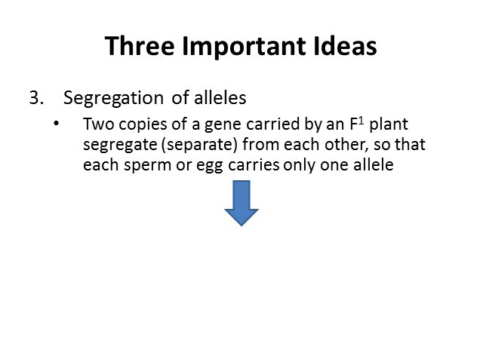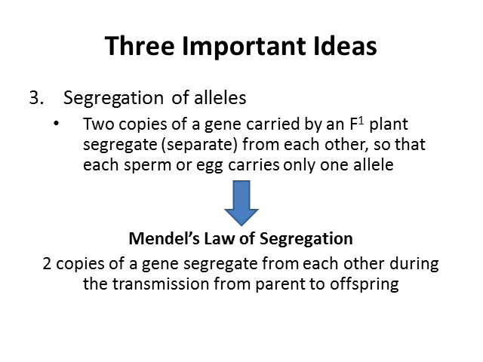And the third idea, this is where his law comes into play. He says that these 2 alleles in every individual are segregated or separated from each other. So the 2 copies of the gene carried on our F1 plant are going to segregate or separate from each other so that each sperm or egg carries only 1 allele. And this is called Mendel's law of segregation. It's his first law. So your 2 copies of your gene are going to segregate or separate from each other during the transmission from parent to offspring.